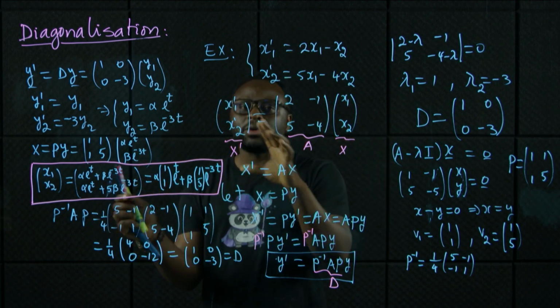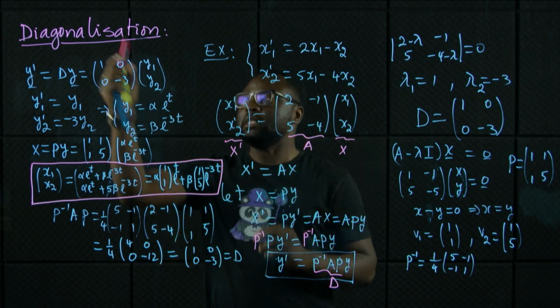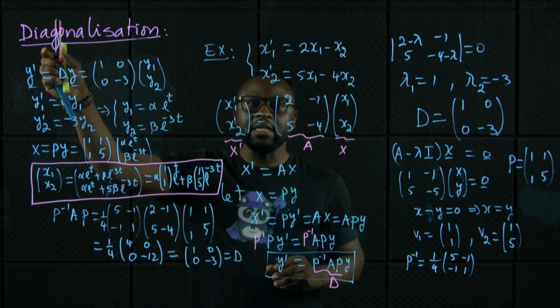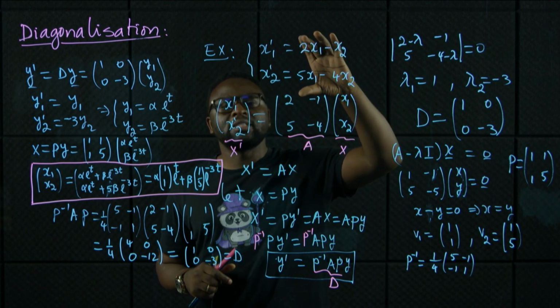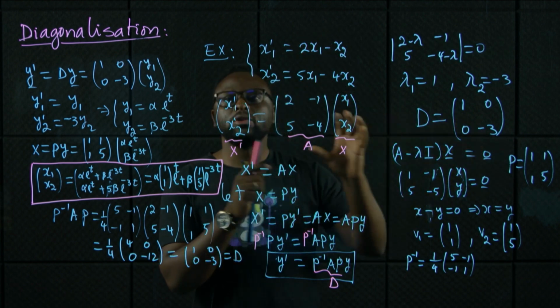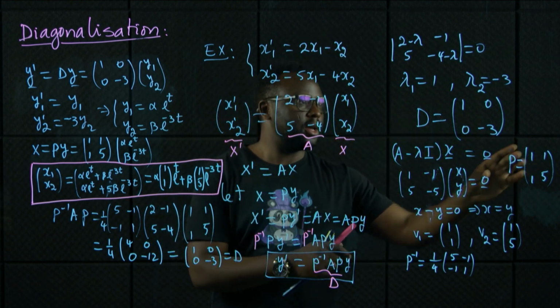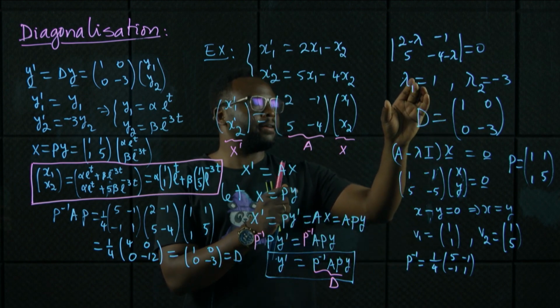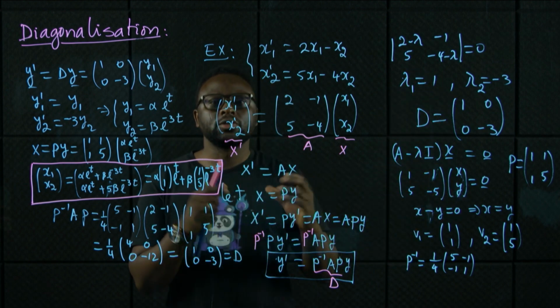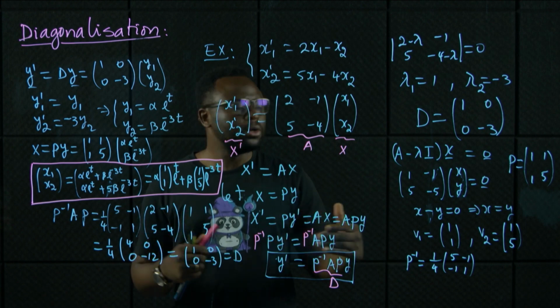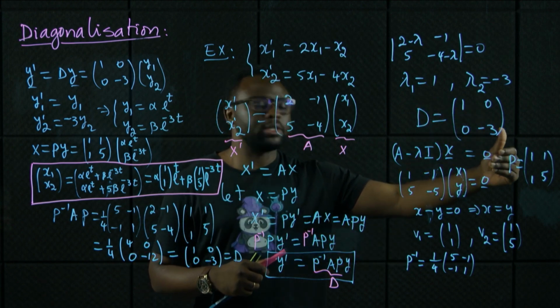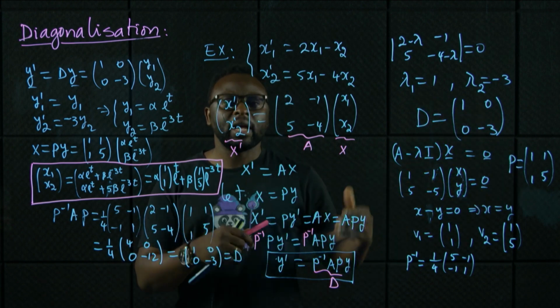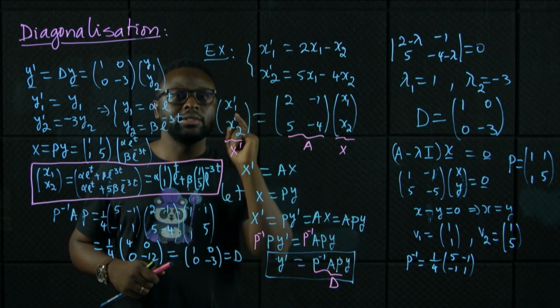So this example was just to illustrate how useful the concept of diagonalization is in solving systems of differential equations. Don't worry, the matrices D and P here all come from the eigenvalues and eigenvectors. So in the previous video, we explained how to obtain the matrix D and matrix P from the eigenvalues and eigenvectors. So see you in the next video.